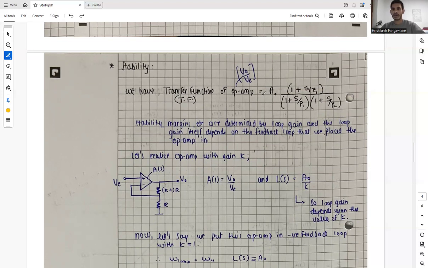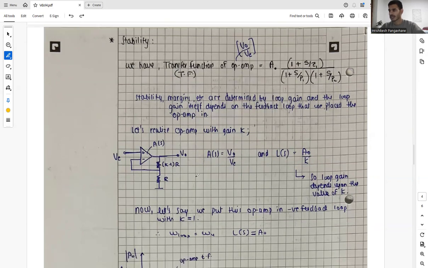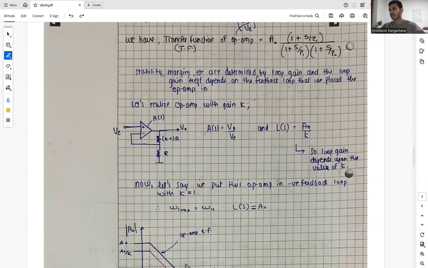So let's realize the op-amp with gain k. This is the feedback loop with a gain k, and we know that A of s is our transfer function, and L of s is our loop gain, which is nothing but our DC gain by k. So loop gain depends upon the value of k. Now let's say we put this op-amp in a negative feedback loop with k equal to 1. This is the worst case anyway, and we'll see later how k equal to 1 is the worst case.